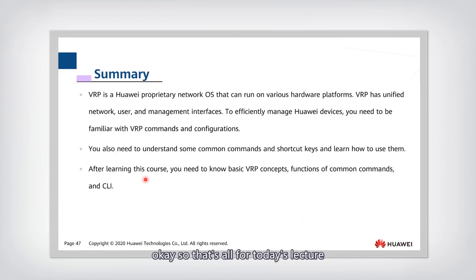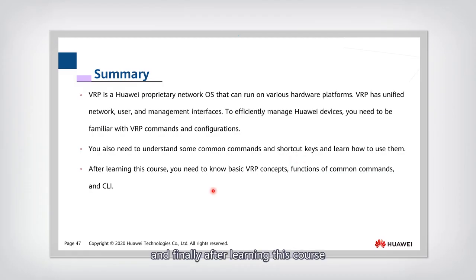Okay, so that's all for today's lecture. If we summarize today's talk, actually we learned what VRP is. VRP is a Huawei proprietary network operating system that can run on various hardware platforms. It can provide a unified network user and management interface. And by using VRP, we can efficiently manage Huawei devices. You should be very familiar with the VRP commands and configurations. And also, you need to understand some common commands and some useful shortcut keys.